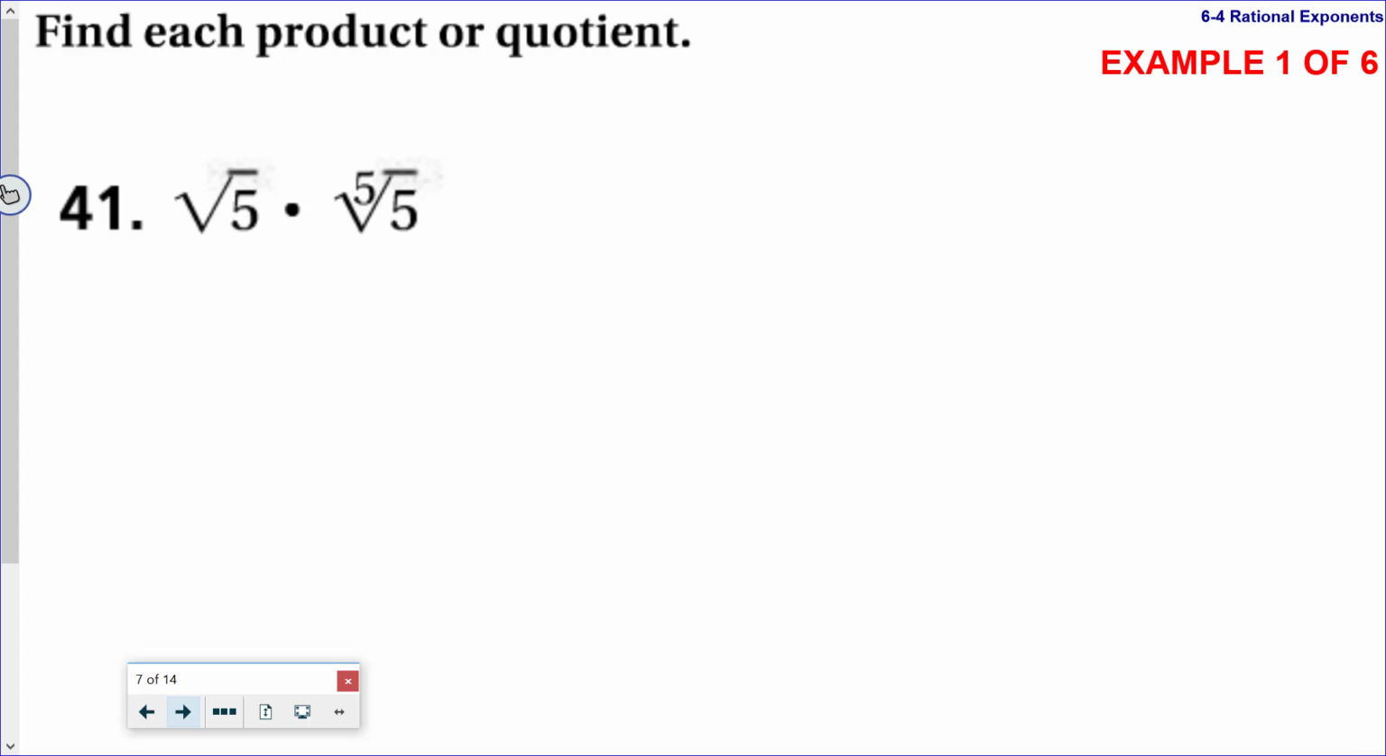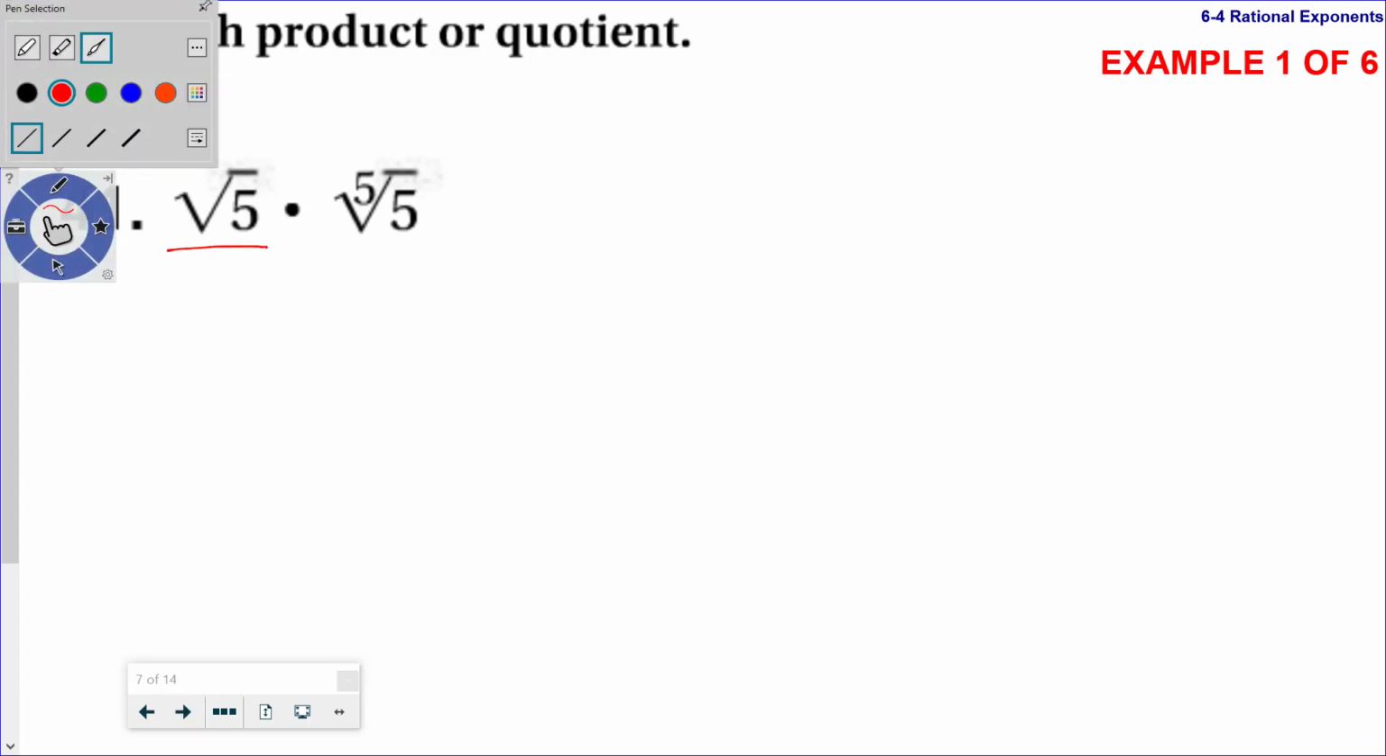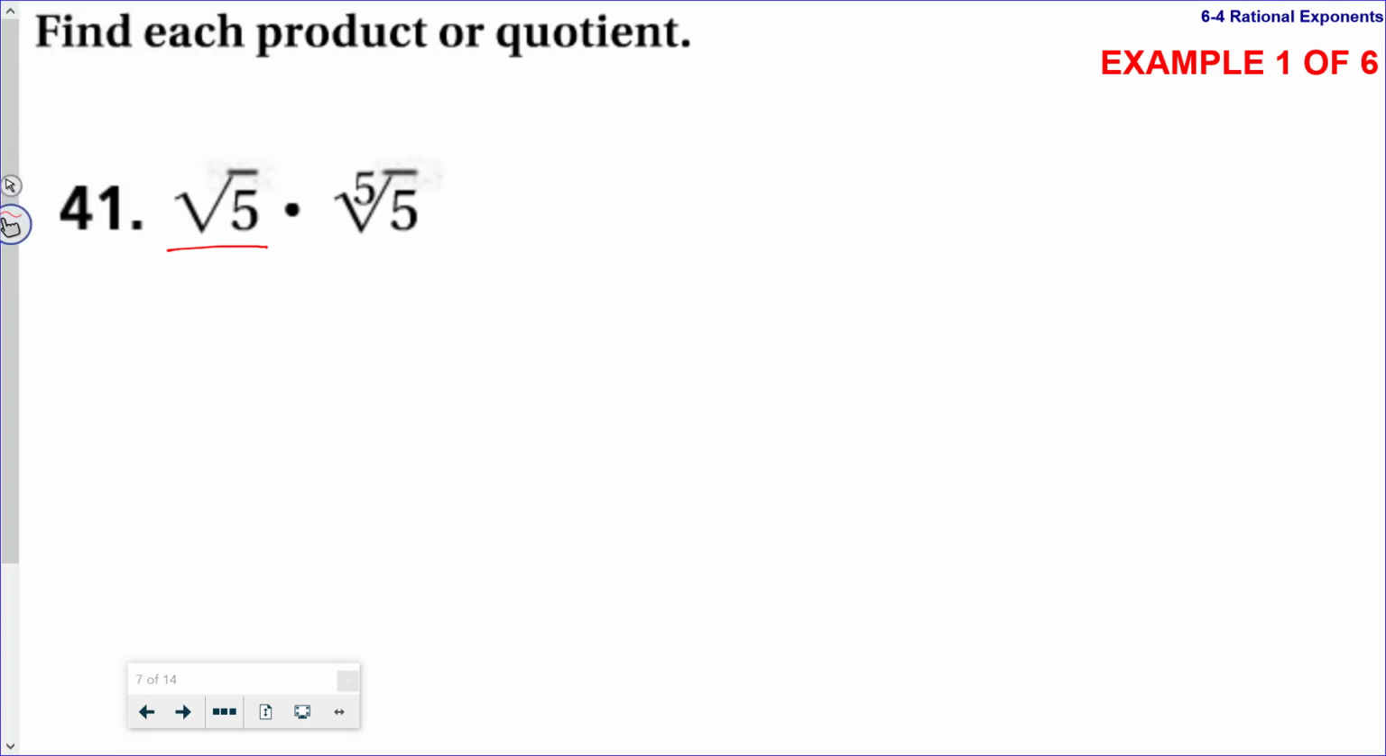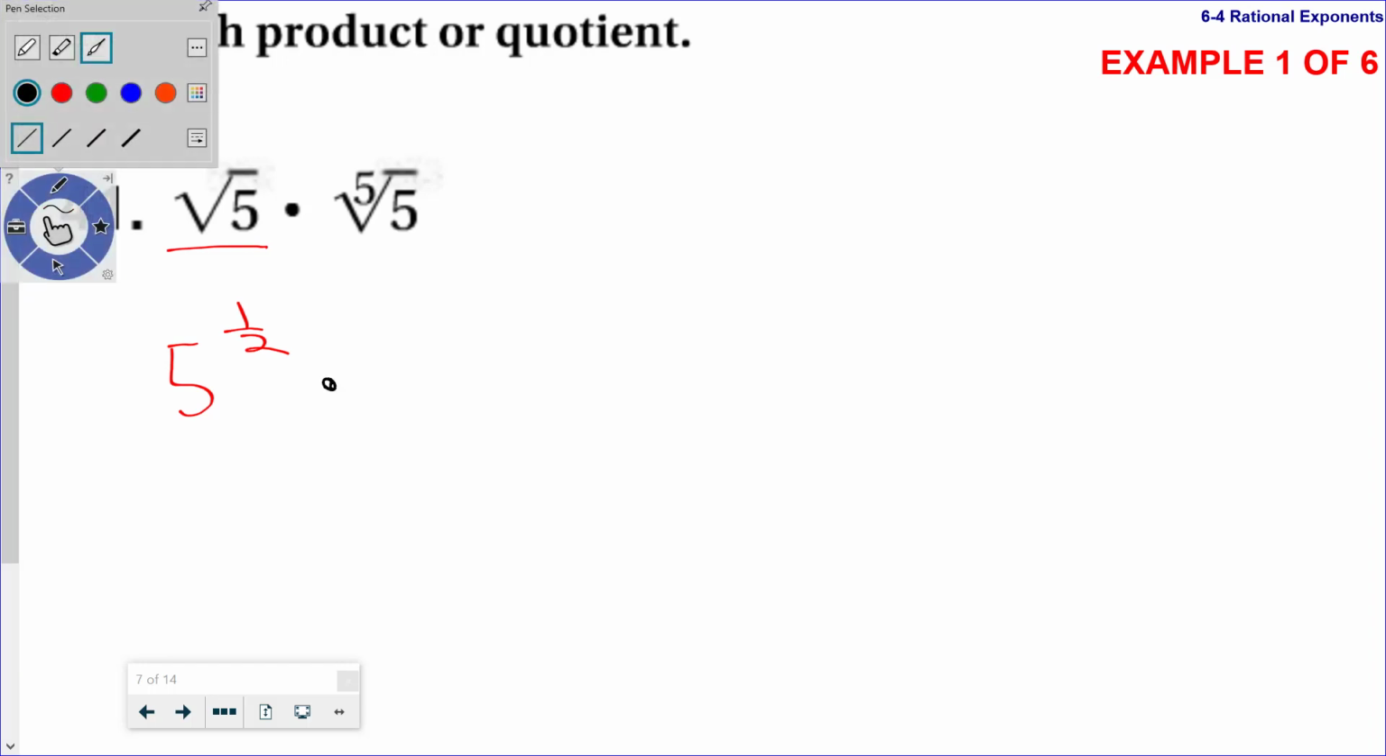What you can do, since you don't have the same index, you can take it from radical form and rewrite it in exponential form. Does anyone think they could rewrite this first factor in exponential form? How can we rewrite this, radical 5, in exponential form? Victor? 5 to the 1/2 power. Radical form to exponential form. And how about the second factor? Victor, go ahead. 5 to the 1 over 5.